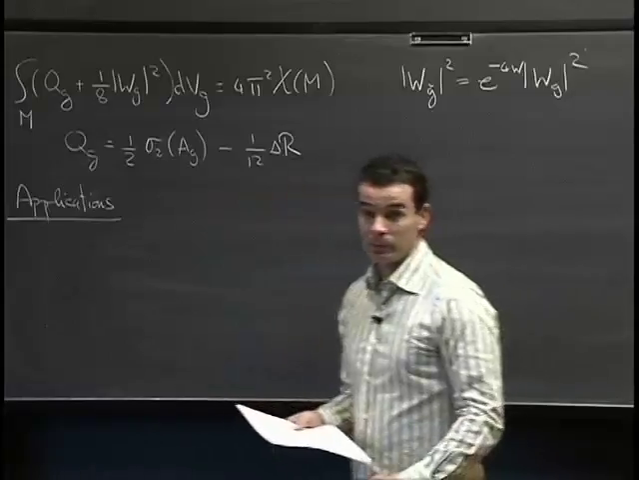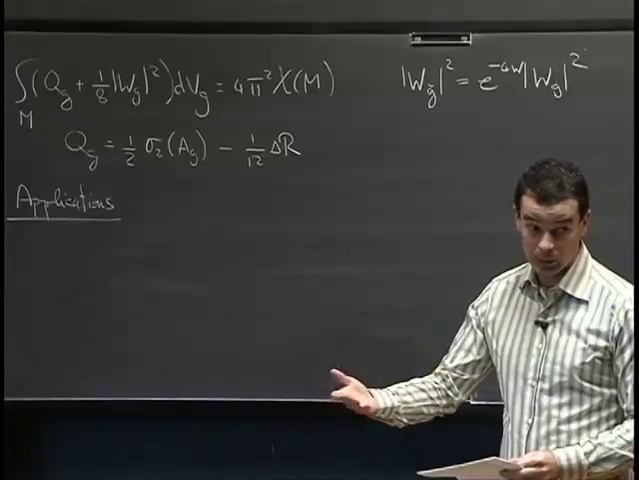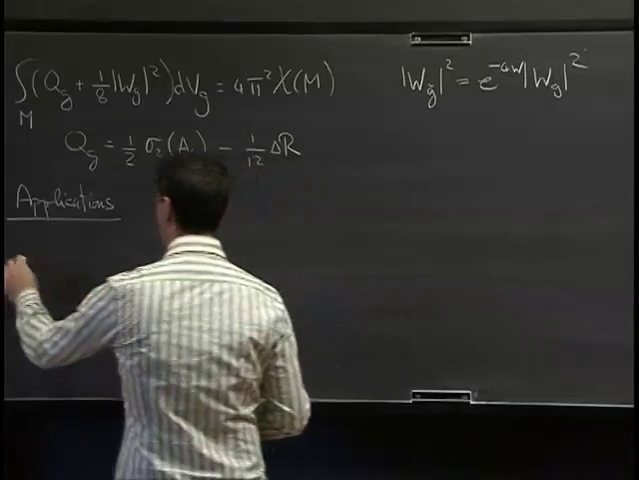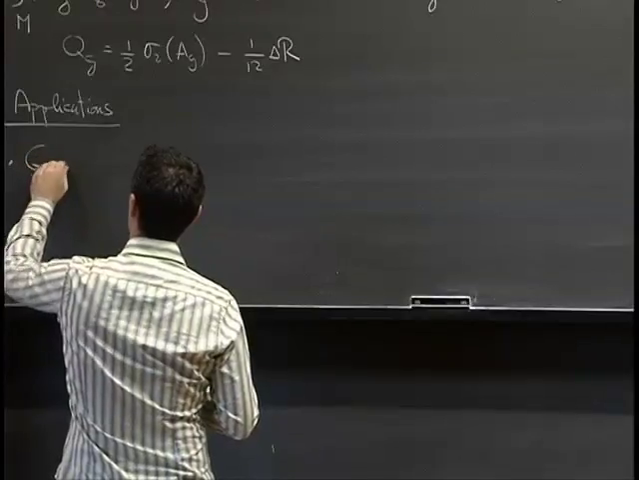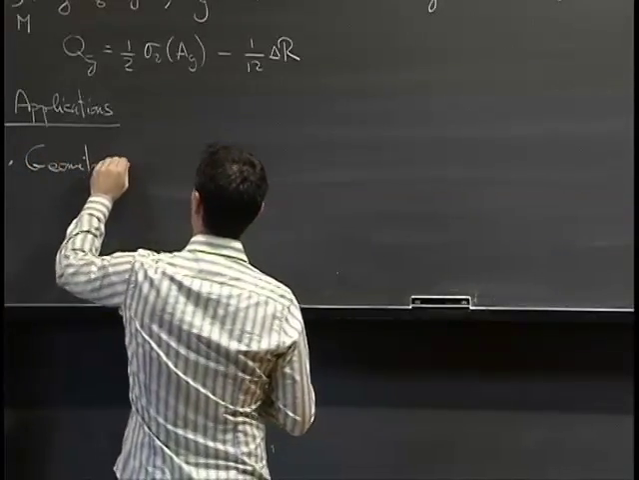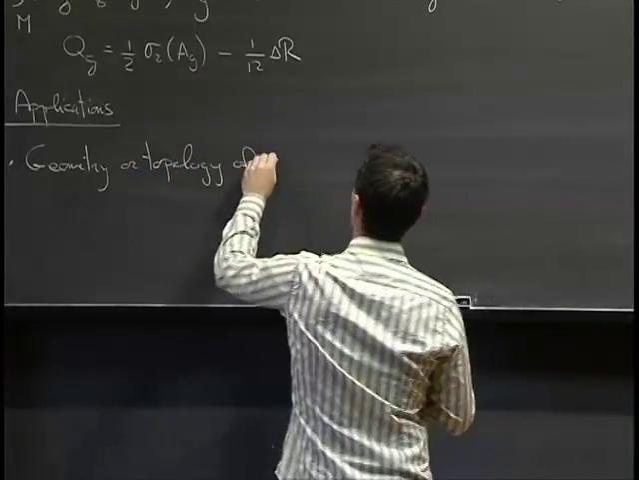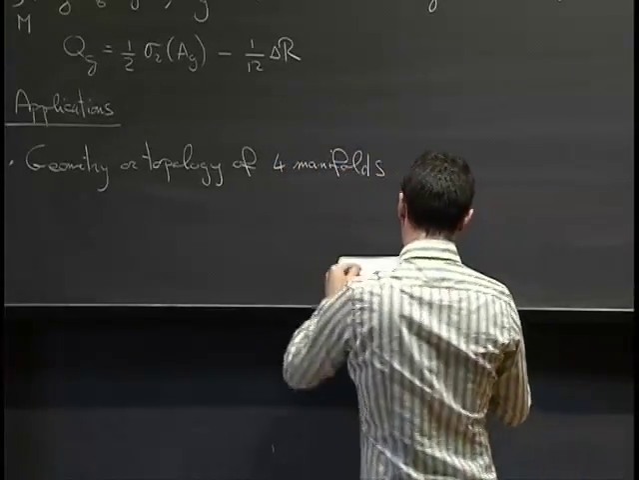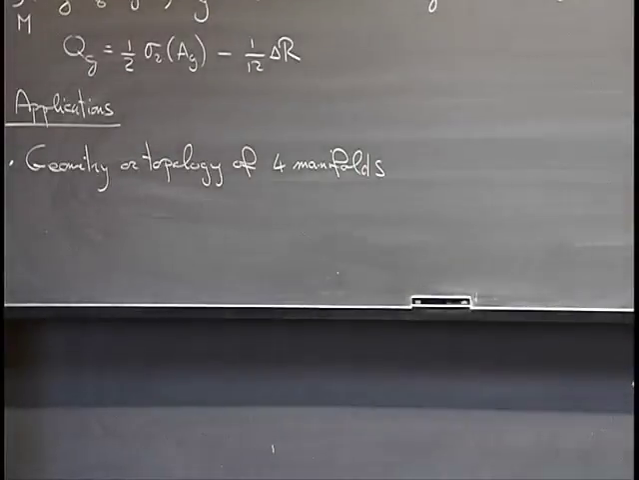So I will go very quickly because the applications are many and there will be maybe more focused talks. There have been and there will be. So let me not go into them, but let me just mention some. As I said, there are applications to geometry or topology of 4-manifolds. Especially the Q-curvature was used as the first tool to study the sigma 2 equation.